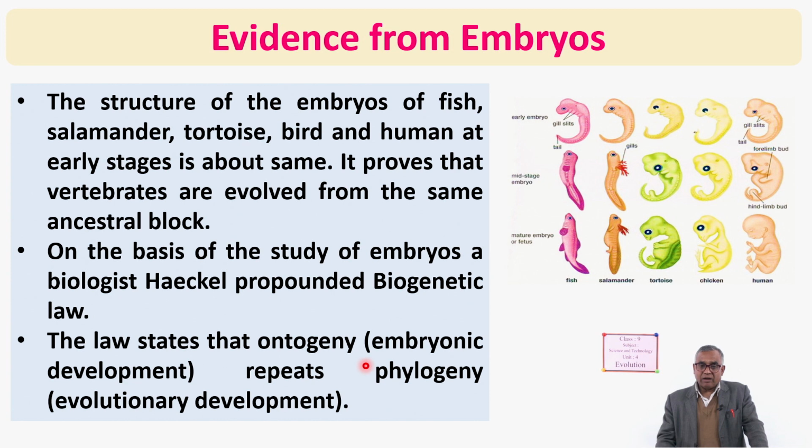Embryonic development repeats the evolutionary development. If we study different stages of the embryo of an organism, we can find very easily from which type of organism it has evolved. All the stages are seen in the embryonic stage. Okay, so it is about evidence from embryos.